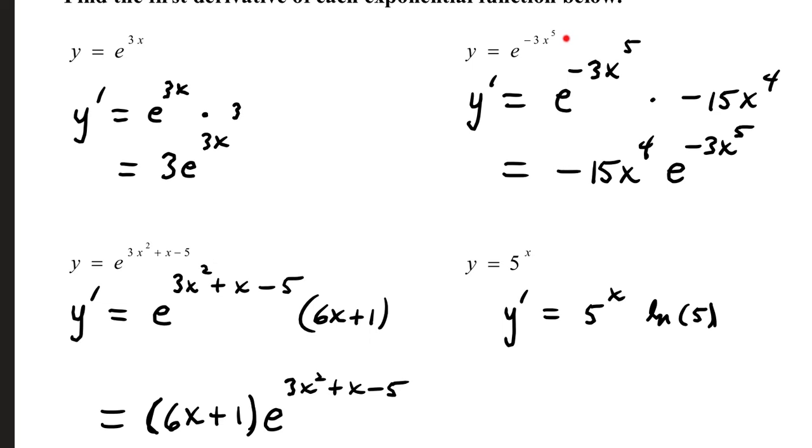Let's look at the top right of your screen. e to the negative 3x to the 5th. We're going to make an exact copy and then take the derivative of the exponent. The derivative of negative 3x to the 5th is negative 15x to the 4th. I'm going to move this to the front, so this is our first derivative.